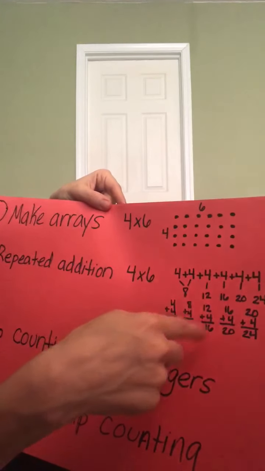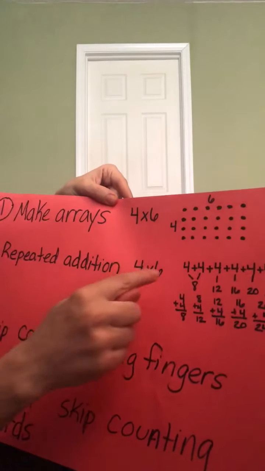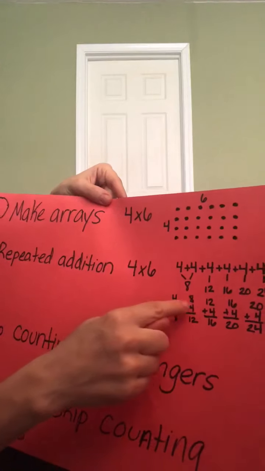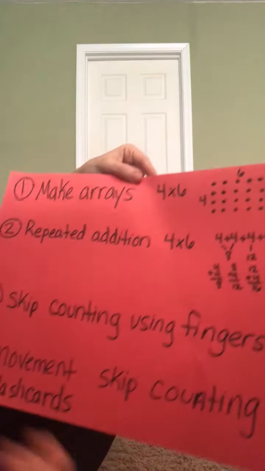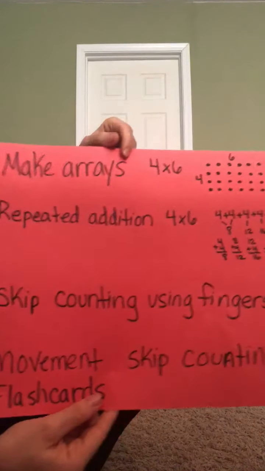Okay, and I can set it up as problems too, where I'm adding more 4s, and then I can count 1, 2, 3, 4, 5, 6. I added 6 4s to get 24. Okay, skip counting using your fingers.